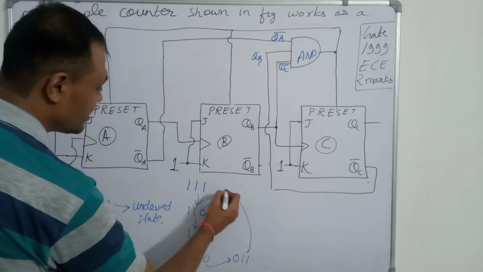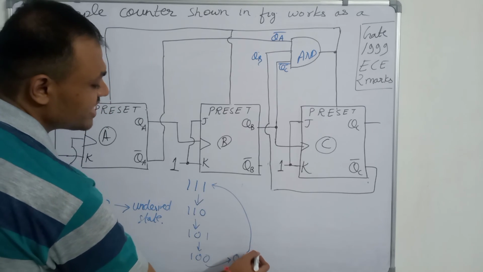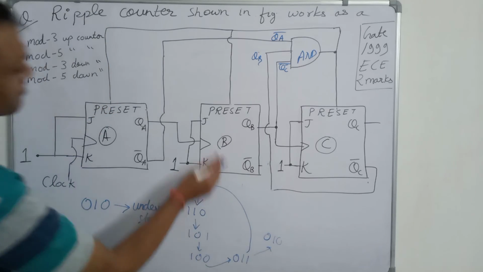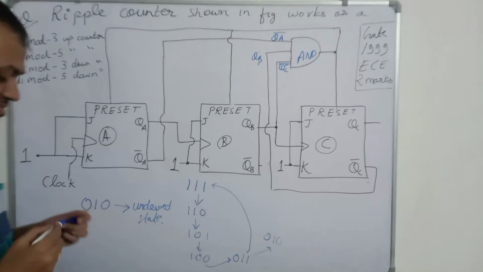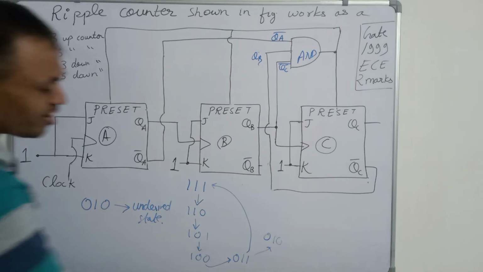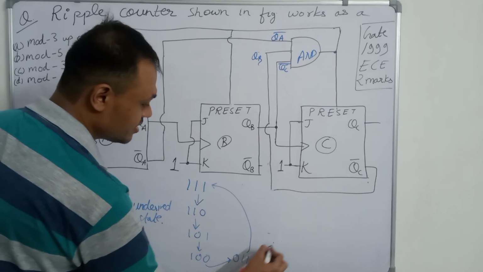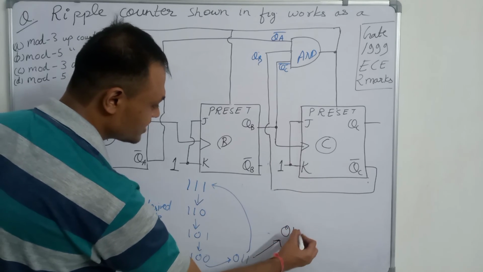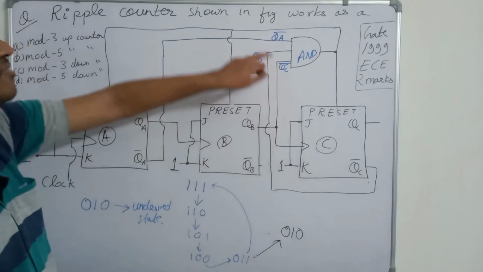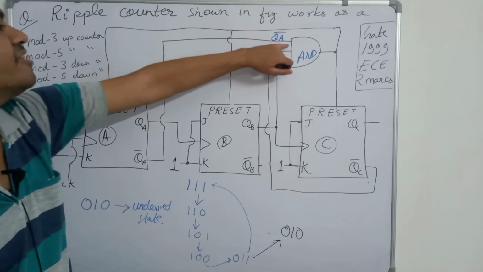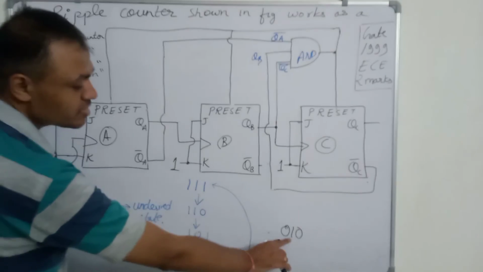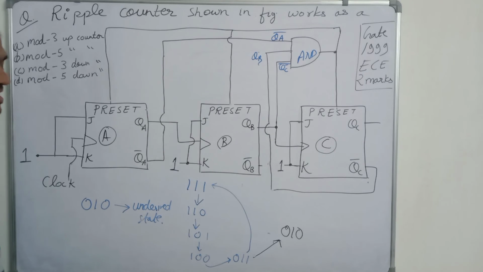and after 0 1 1 the state would be 0 1 0, but it will not go to 0 1 0, it will go to 1 1 1, because the preset will be active. After 0 1 1 the circuit will try to go to 0 1 0, but the preset input will come, so the AND gate will preset the flip flops to 1 1 1. So 0 1 0 is an undesired state in this circuit.